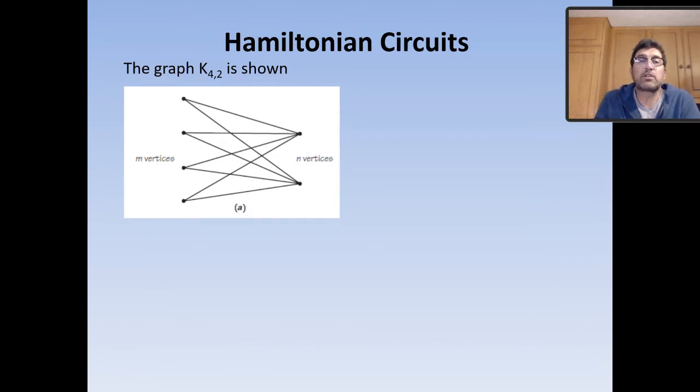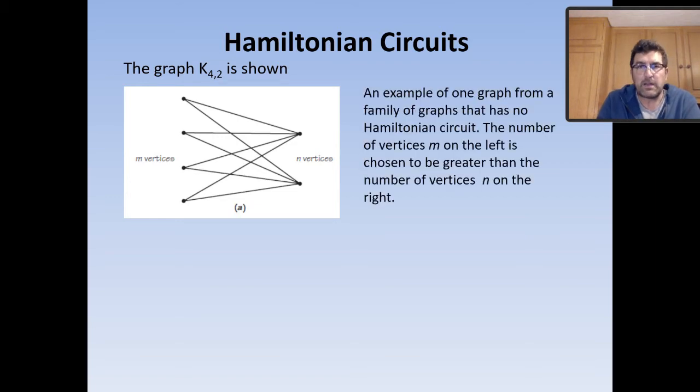What we see now is the complete bipartite graph K4,2. On the left hand side we have the first 4 vertices grouped together. On the right hand side we have the 2 vertices grouped together. Now for generality's sake we named them M and N. So this is an example of one graph from a family of graphs that has no Hamiltonian circuit. The number of vertices M on the left is too many to just map once onto the 2 vertices on the right. So let's see.